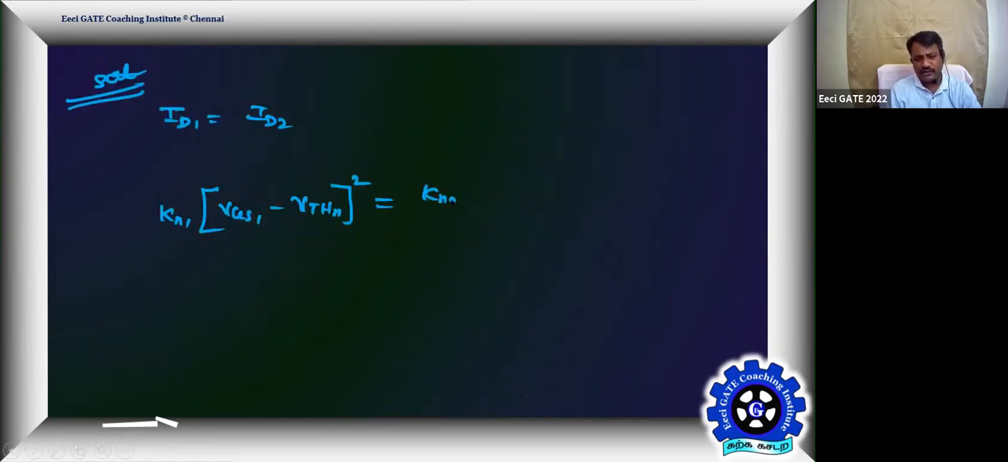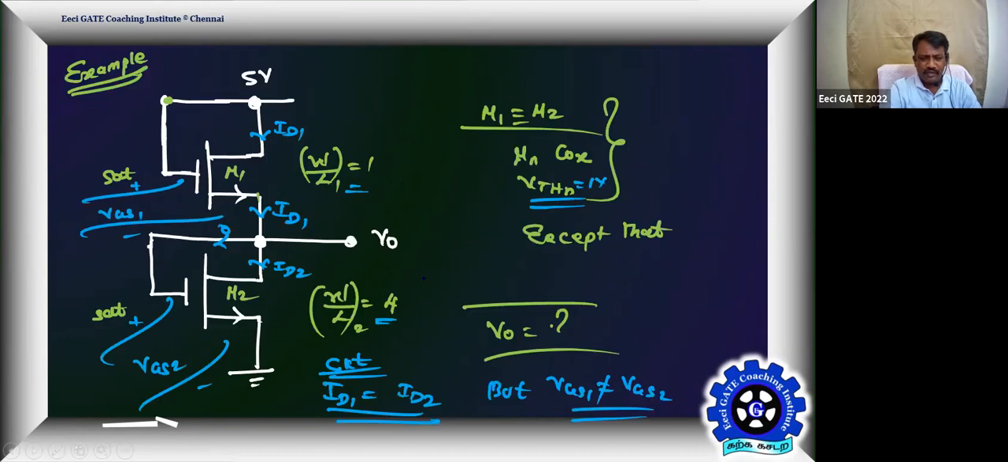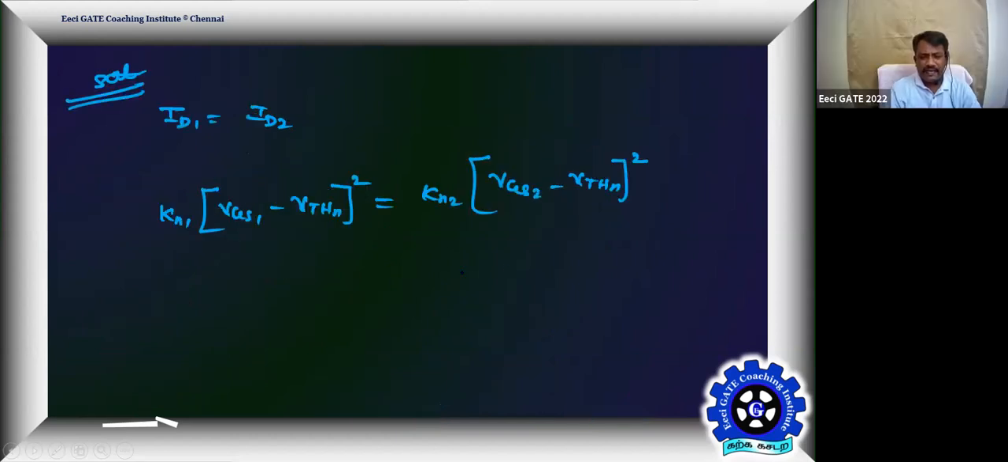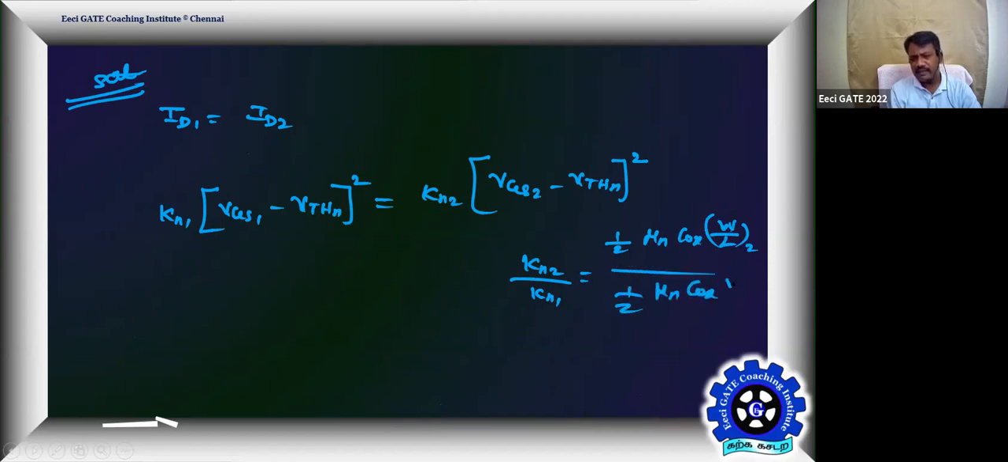And this is Kn2 into VGS2 minus V threshold of NMOS, the whole square. Correct? Now, whose W by L is higher, M2 or M1? M2, sir. M2 is higher. That means I'll go for Kn2 by Kn1. So tell me what is Kn2 by Kn1? What is Kn2? Half of mu n C ox W by L of MOS 2, correct? Because other parameters are identical. And this will be half of mu n C ox W by L of the first MOS, correct?